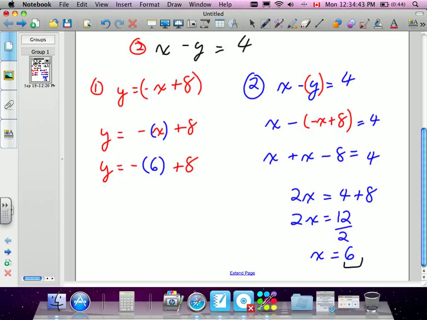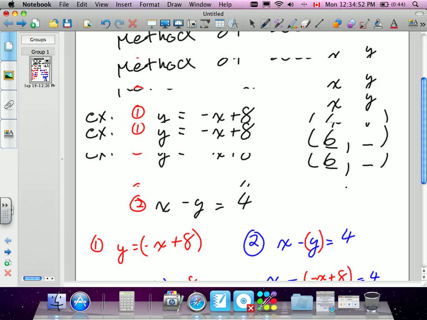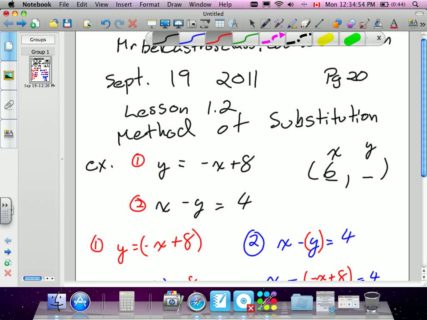Plus 8. What this says now is y is equal to negative 6 plus 8. Y is equal to 2. So my point of intersection, if I were to graph these two lines, is exactly at (6, 2) on a graph.